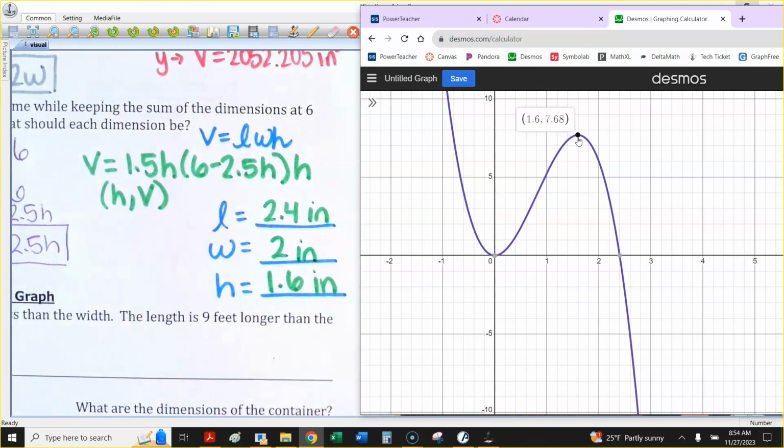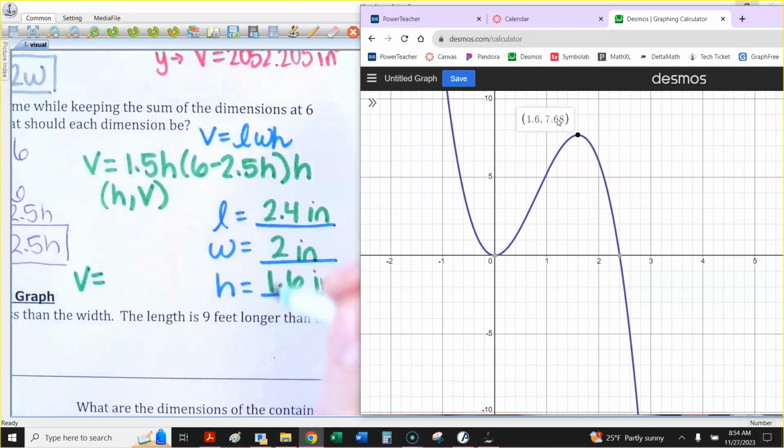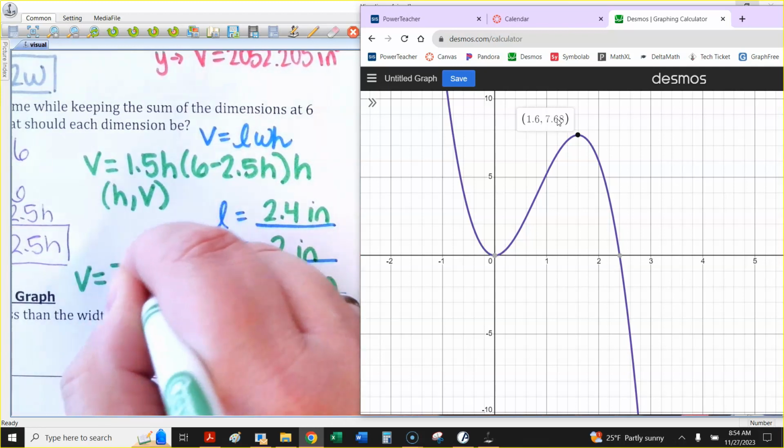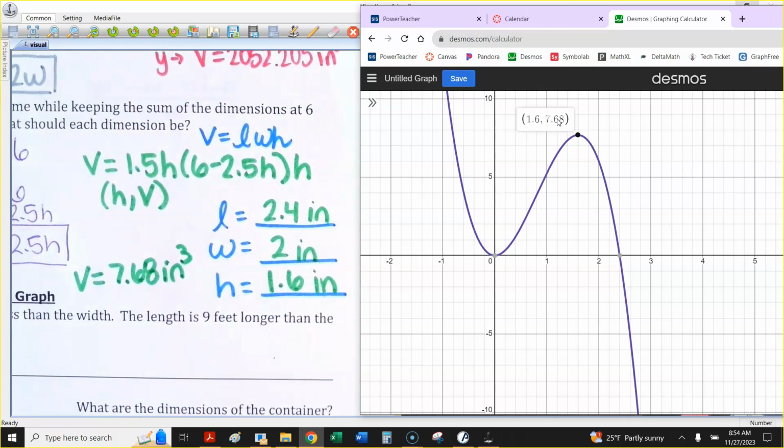And if you want to check that real quick, you could multiply that back out, and that volume should be that 7.68. I know they don't ask you, I'm just going to write it down on my paper so I have it, but the volume would be 7.68 cubic inches for that digital camera.